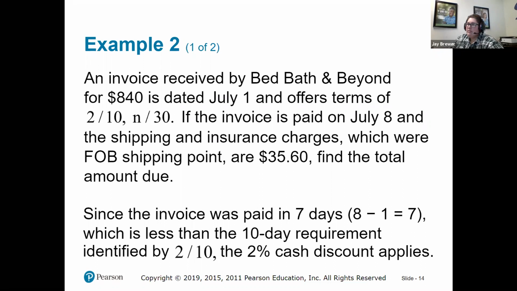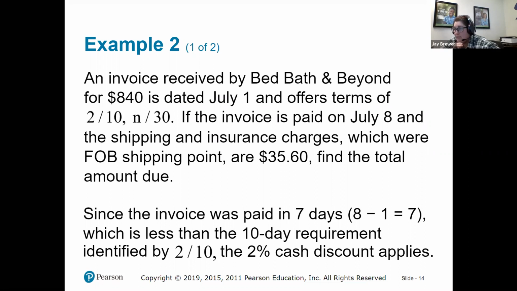Okay, so this one is saying an invoice received by Bed Bath & Beyond for $840 is dated July 1st and offers the terms of 2/10, n/30. I think that means the net is due in 30. If the invoice is paid on July 8th, find the shipping and insurance charges, which were FOB shipping point, are $35.60. Find the total amount due.